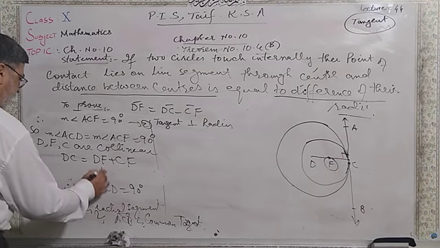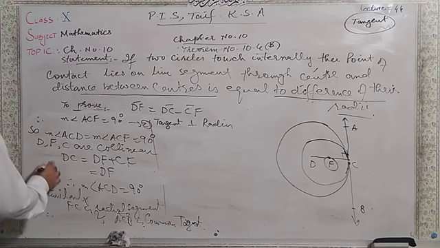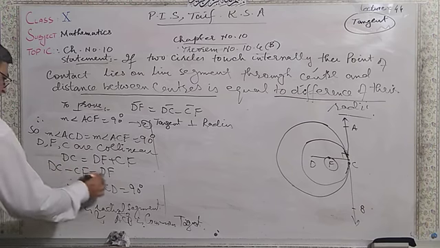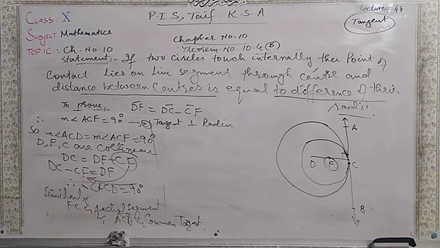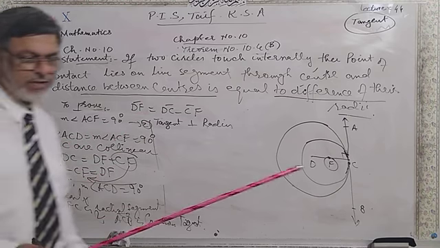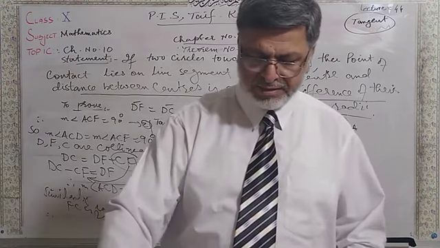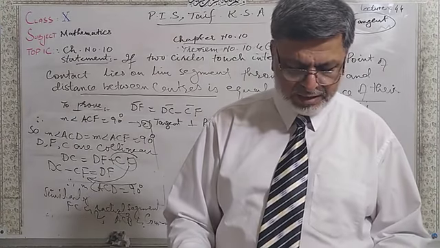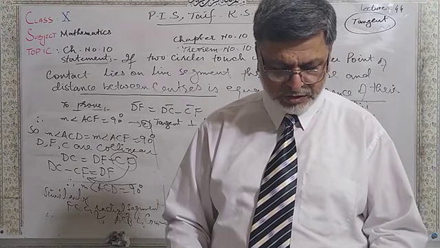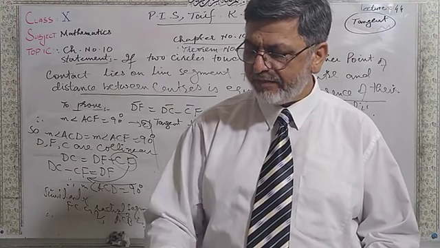And you can say DF is equal to DC minus CF. Take this CF to the other side. So, dear students, you can check: DF is equal to DC minus CF. That was your theorem number 4B.